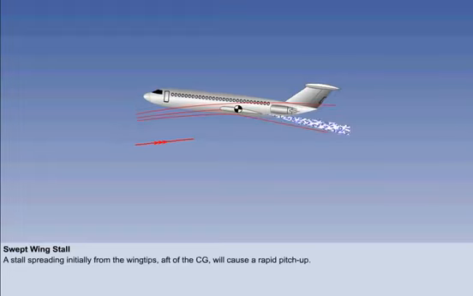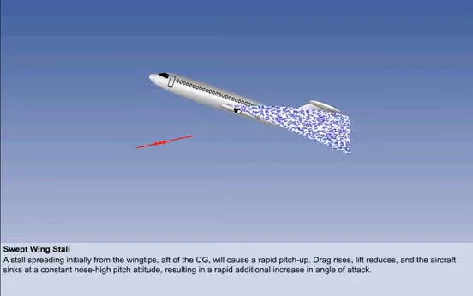As you have learned in the previous part of this series of lessons on stalling, an unmodified swept wing will stall first near the tips. And since the tips are well aft of the centre of gravity, the loss of lift causes the nose to rise rapidly and further increase the angle of attack. This phenomenon of pitch up stalls more of the wing. Drag will increase rapidly, lift will reduce, and the aircraft will start to sink at a constant nose-high pitch attitude. This results in a rapid additional increase in angle of attack.